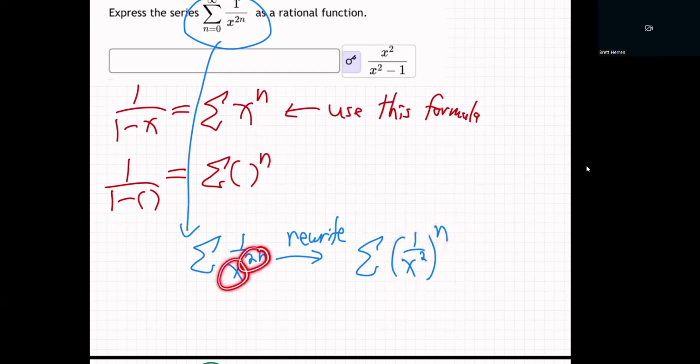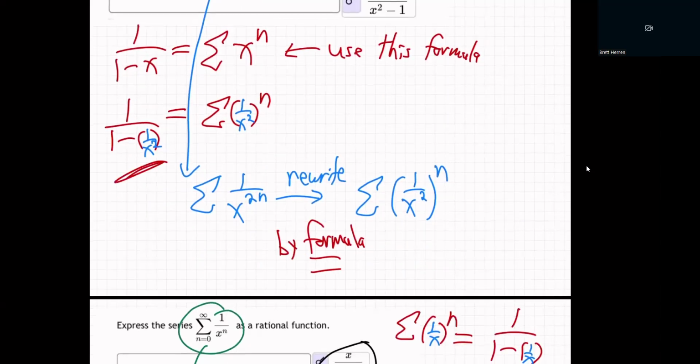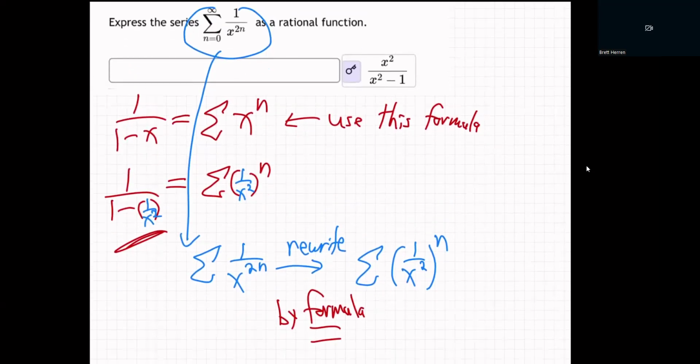Whereas back here, it was something to the 2n, plus there was a 1 on the top, which didn't have a power, which wasn't to the nth power. Now it's one whole thing to the nth power, like the formula. Now we can just simply go, oh, okay, now just plug in the 1 over x squared. So now, by the formula, that must equal 1 over 1 minus 1 over x squared.